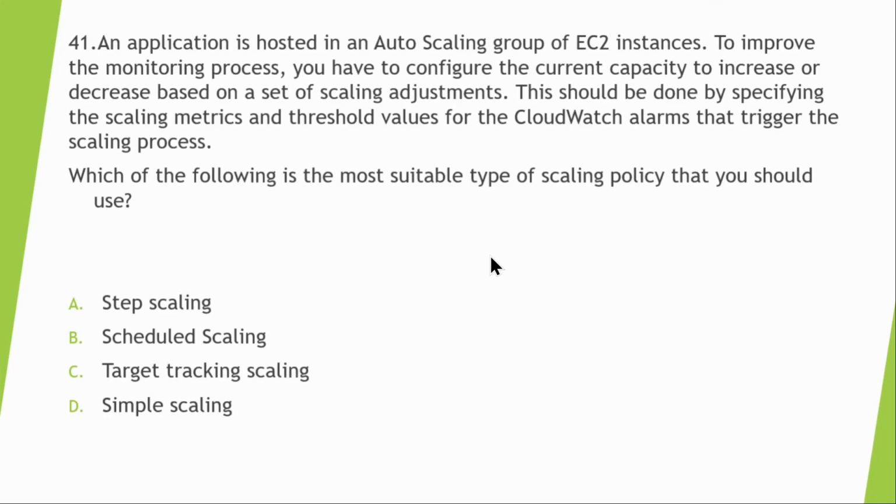Okay, an application is hosted in an auto-scaling group of EC2 instances. To improve the monitoring process, you have to configure the current capacity to increase or decrease based on a set of scaling adjustments. Keywords. This should be done by specifying the scaling metric and threshold values for the CloudWatch alarms that trigger the scaling process. Which of the following is the most suitable type of scaling policy that you should use?